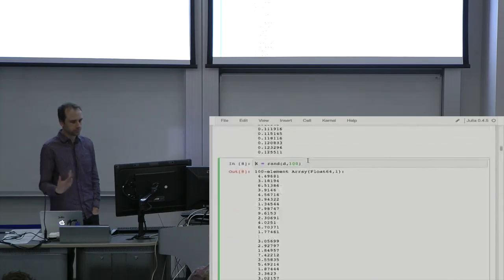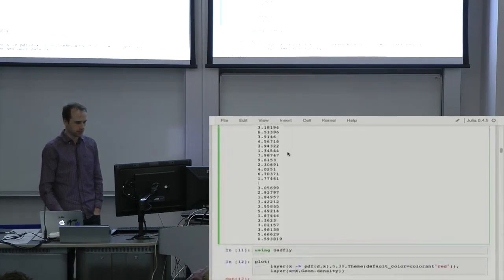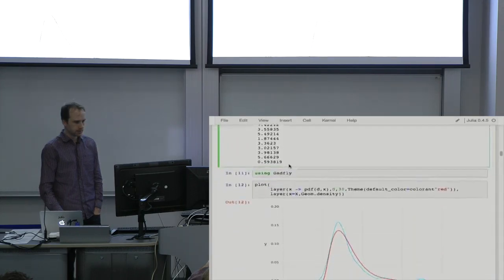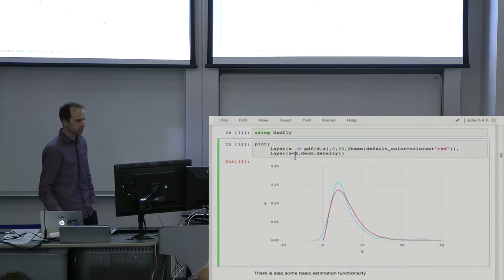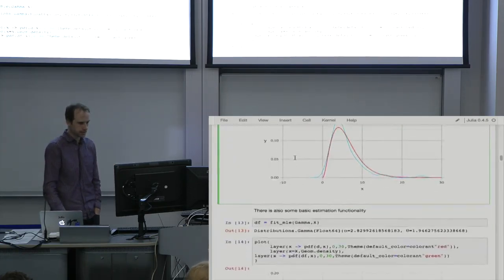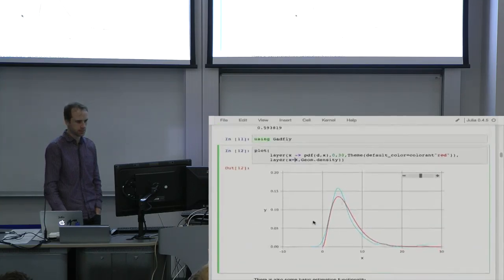From then on, we can do things like random numbers from distributions. We just overload the rand function, and then you feed in the distribution as an argument. So you can also see nice things. Gadfly, I would have talked about, but you've seen it. So you can easily compute distributions, I won't go over that. It's fairly obvious: computing the PDF versus the density estimator of the distribution.